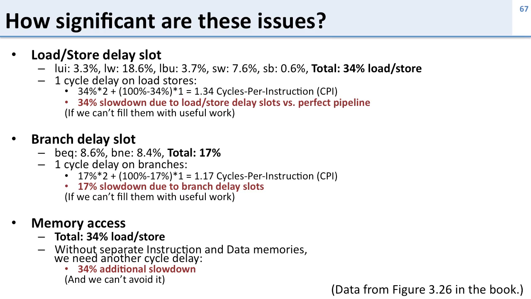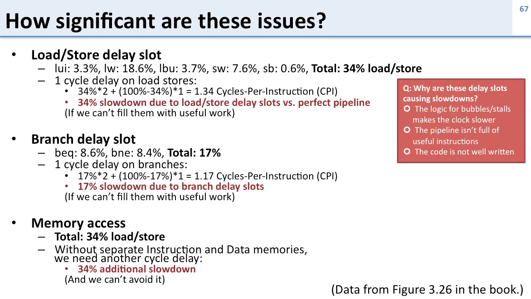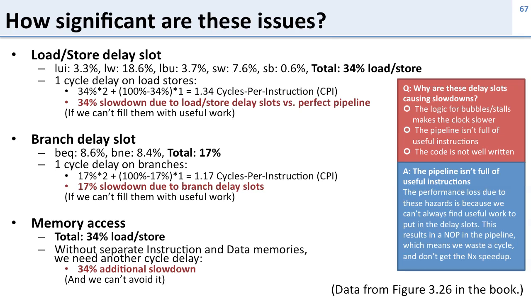So when I emphasized earlier that pipelines are only effective if you can keep the pipeline full, here you can see some of the difficulties in actually keeping it full. So a question: why are these delay slots causing slowdowns? Well, the answer is the pipeline isn't full of useful instructions. The performance loss we have is because we can't find useful work to do all the time. This means we have no-ops in the pipeline, and those no-ops waste cycles, so we don't get the full speedup.